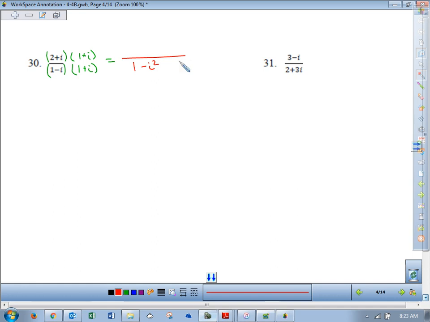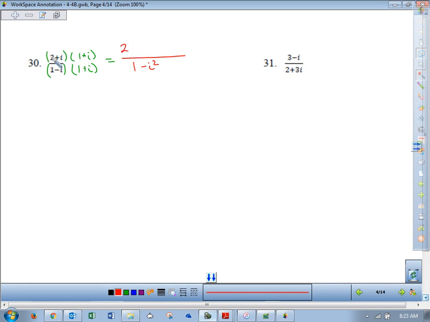Upstairs. Are these conjugates of each other? 2 plus i and 1 plus i. Are those conjugates of each other? So you cannot do the shortcut of first terms times each other, last terms times each other. Since it's a binomial times a binomial, you have to FOIL them out. So let's FOIL them out.